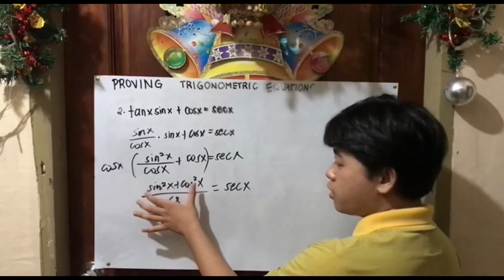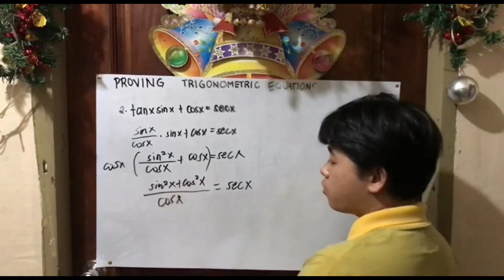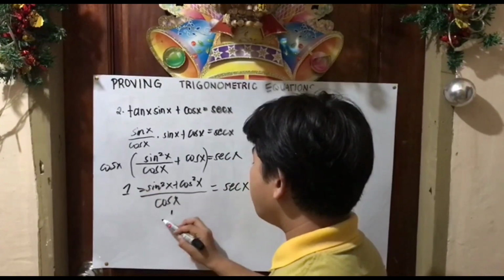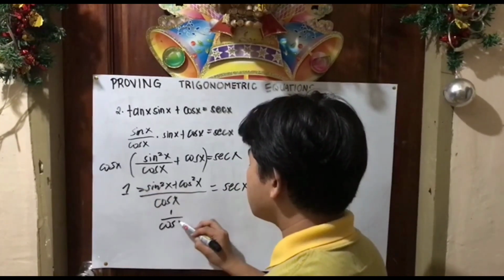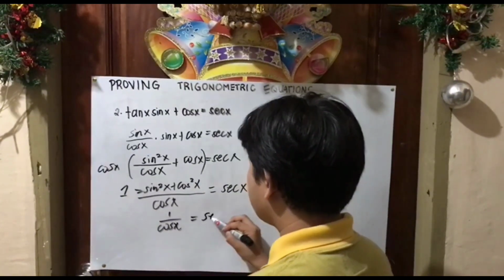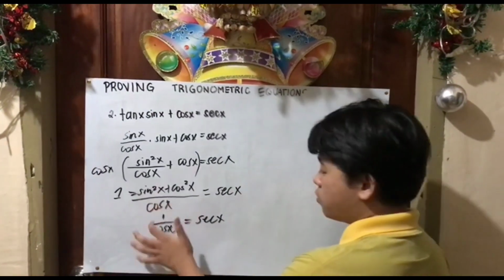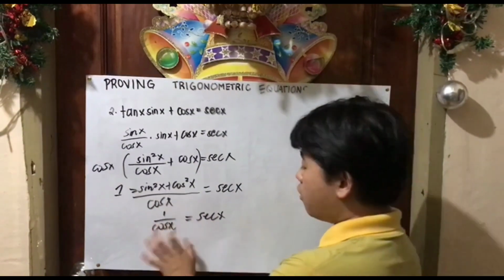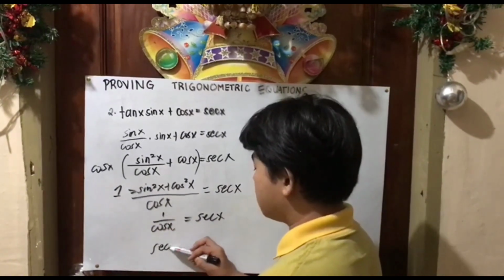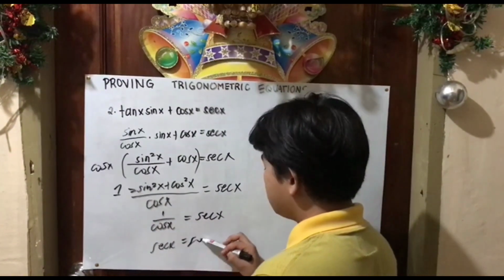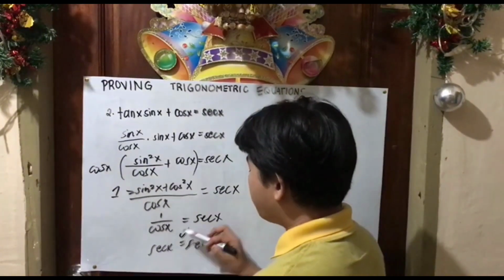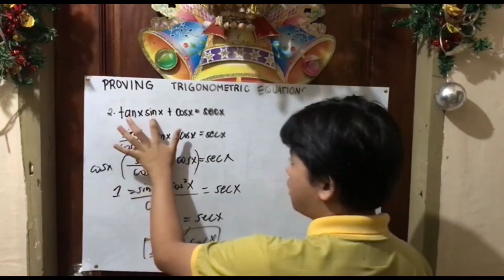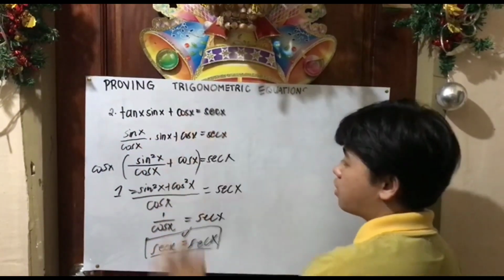As we all know, sine squared x plus cosine squared x is equal to 1. Then it will now be 1 over cosine x. As we all know, 1 over cosine x is also the identity for secant x. So we proved that this equation, tan x times sine x plus cos x, is equal to secant x.